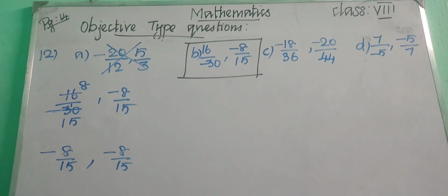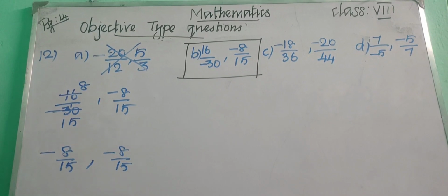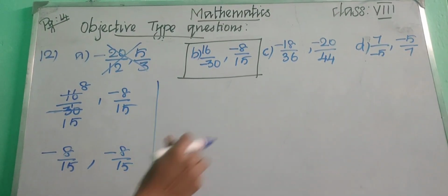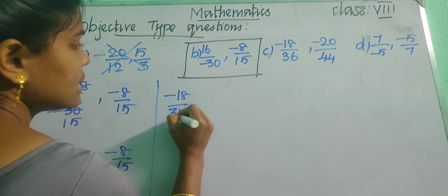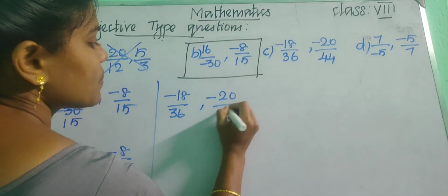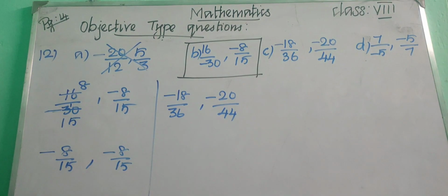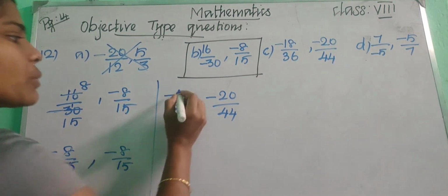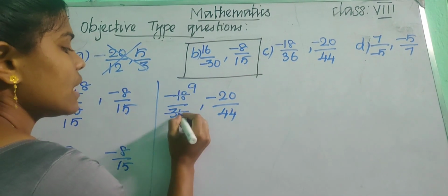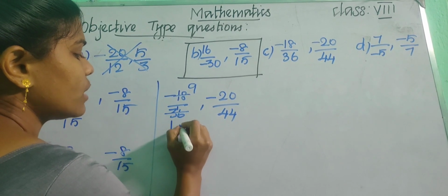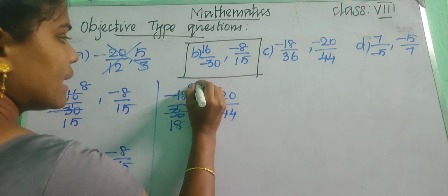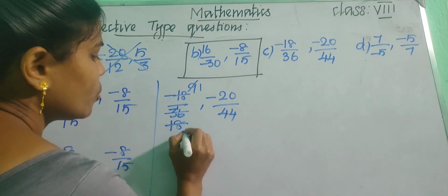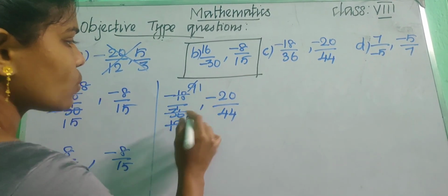This is the answer. Let us check the next 2 rational numbers also. This one: minus 18 upon 36, minus 20 upon 44. Let us use the 2 table. 9 2s are 18 and 1 2 is 2, so remaining 1, 8 2s are 16. And again 1 9 is 9, 2 9s are 18. So we will get minus 1 by 2.